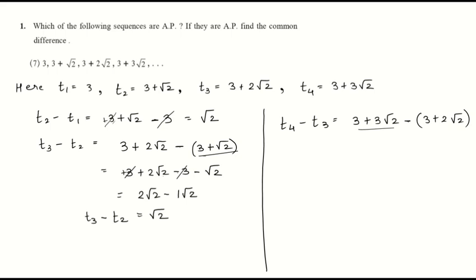So what is t4? It is 3 plus 3 root 2 minus t3, which I have taken in bracket, 3 plus 2 root 2. Let's solve this further. This will come as it is 3 plus 3 root 2. This minus into 3 is minus 3. Minus into plus will give me minus 2 root 2. So here this plus 3 and this minus 3 will get cancelled. We have 3 root 2 minus 2 root 2. So 3 minus 2 will give us 1, and root 2. So this is nothing but root 2.